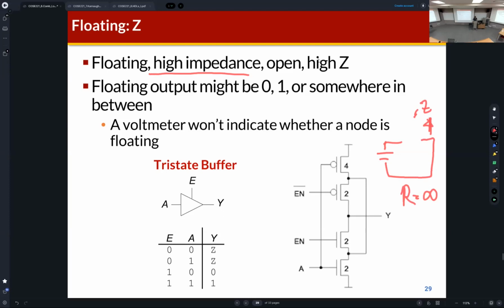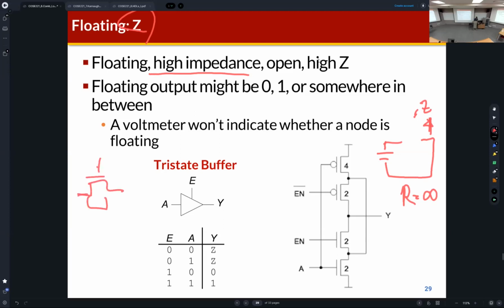So we can define this situation, okay? And we represent this situation using high impedance. So Z means high impedance, which means it's disconnected. The circuit is disconnected.